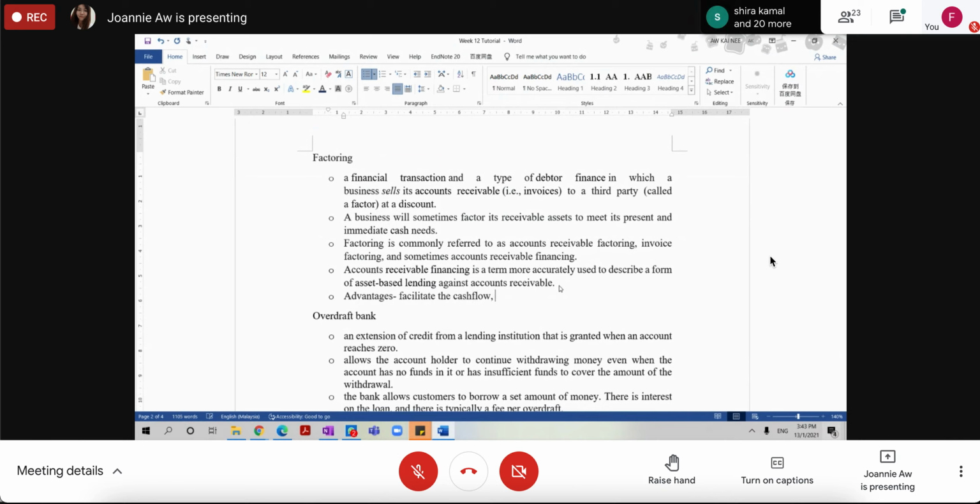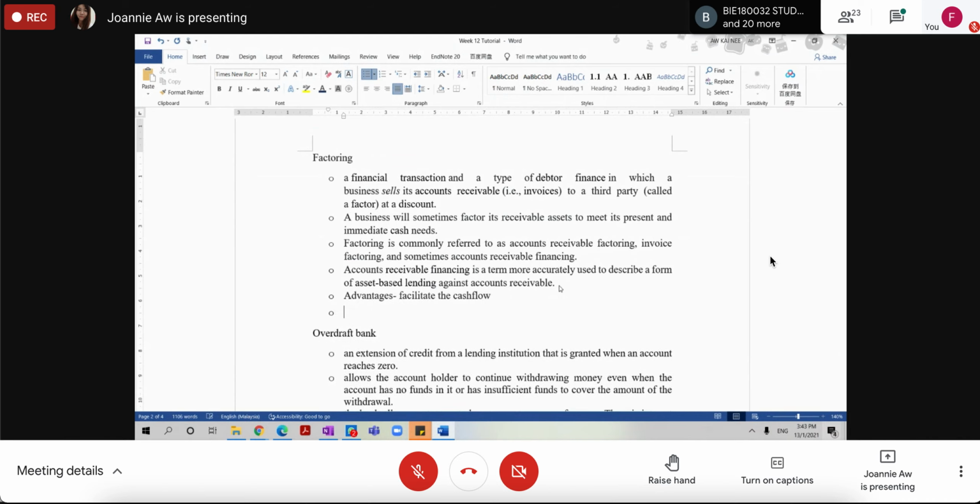And the advantage? The disadvantage. Yeah, disadvantage. Something like the cost will mean a reduction in our profit margin. And then maybe reduce the scope for other borrowing.